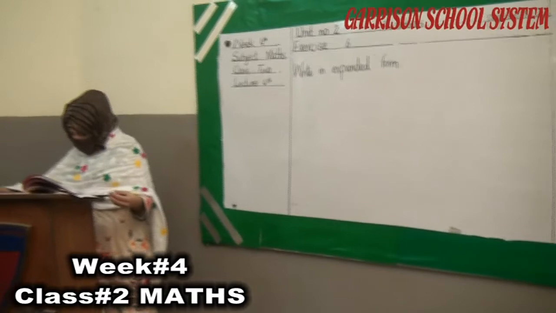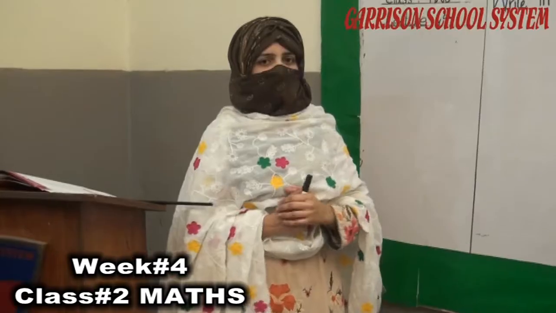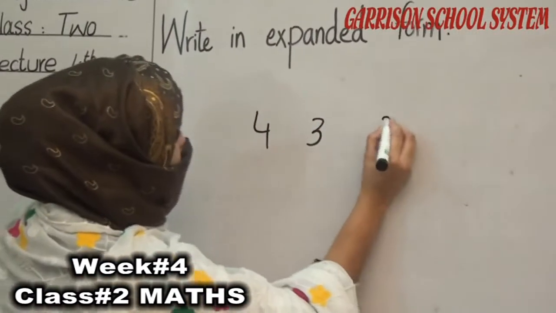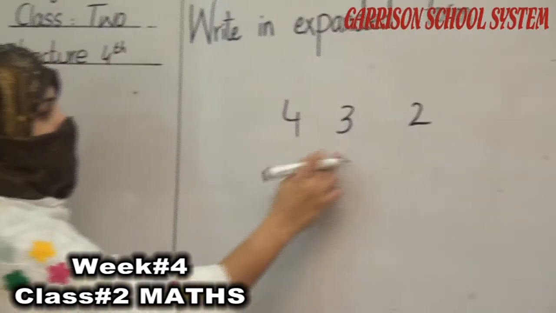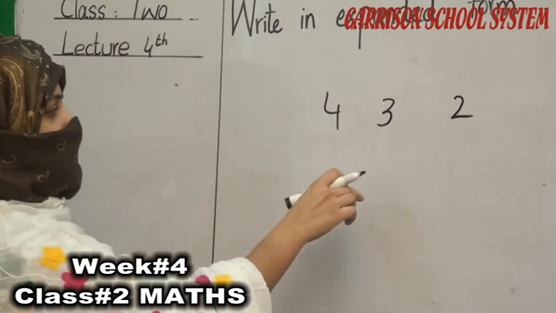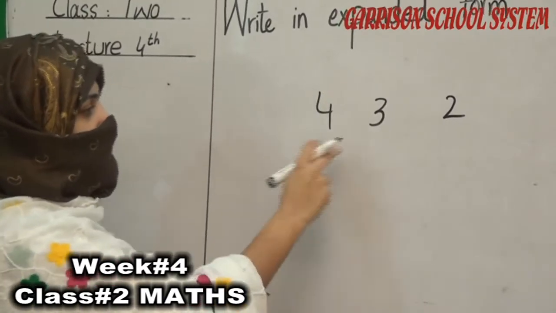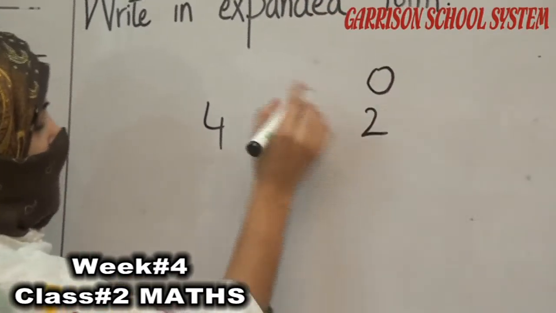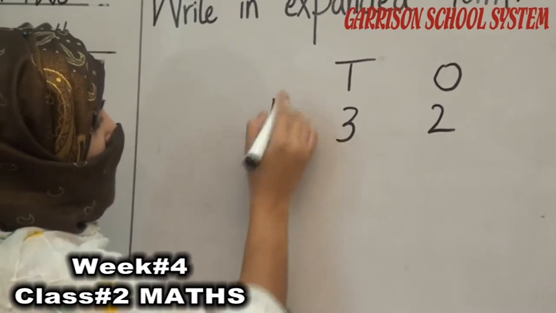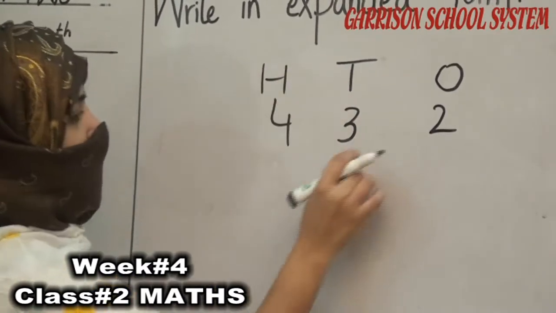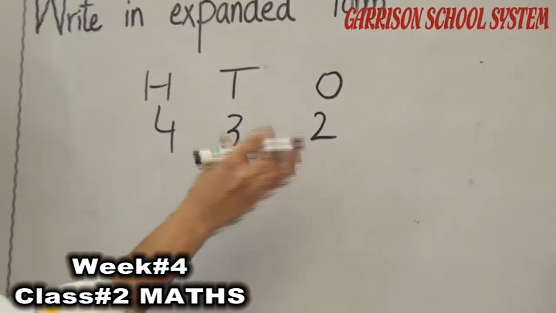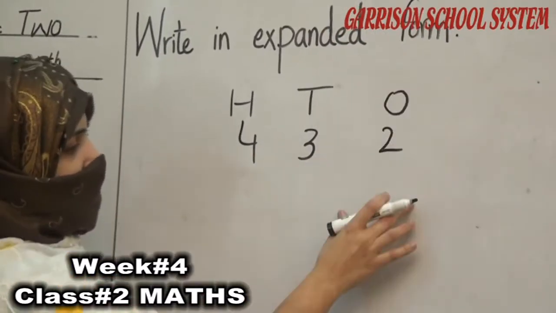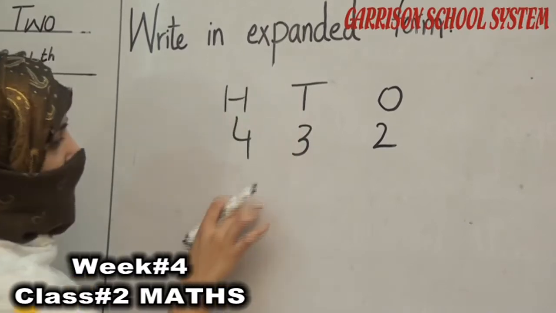First of all, I will tell you what is expanded form. Look at the board. Here is a number, 432. As you can see, it is a 3-digit number. 2 is our ones, 3 is our tens, 4 is our hundreds. We have to start from our right side. So 2 is the ones number, 3 is the tens number, and 4 is the hundreds number.